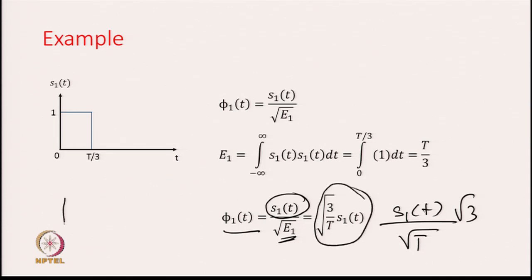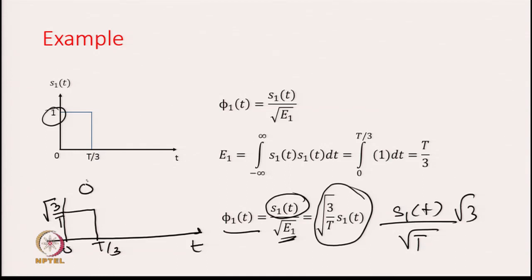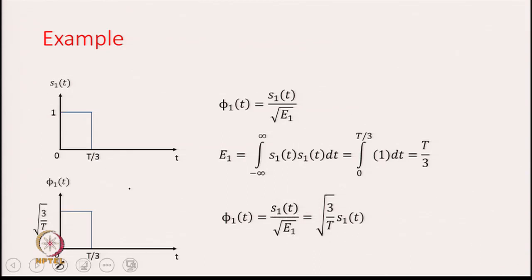And we can also draw this. If S1t is known, then phi 1 t is exactly the same thing, only the magnitude changes, and instead of 1 it becomes root 3 by T. So, this is phi 1 t, as we have also drawn. The answer is correct. Let us now go to the second step, finding phi 2 t.